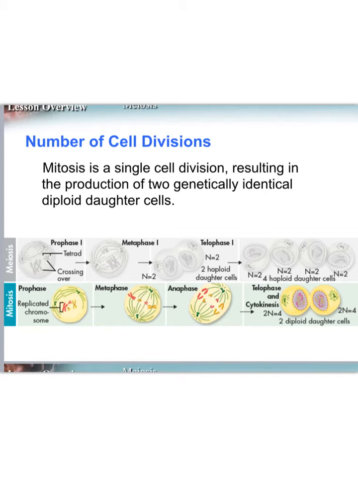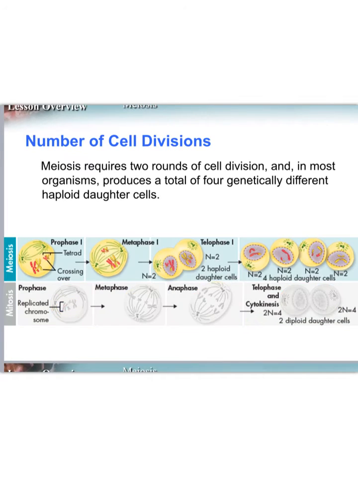Mitosis is a single cell division resulting in the production of two genetically identical diploid daughter cells. Meiosis requires 2 rounds of cell division and, in most organisms, produces a total of 4 genetically different haploid daughter cells.